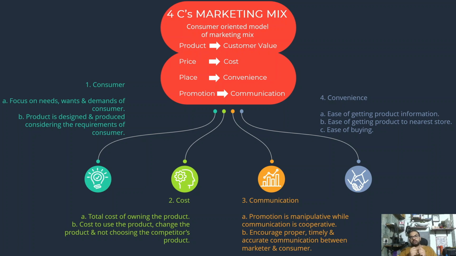Now, whatever product the consumer needs to buy, they will buy. But what about the information? Basically, what are the ingredients which are used in the product? So the ease of getting that information or ease of getting the product to the nearest store so that the consumer does not have to go through a lot of hurdles. That is the ease of buying.